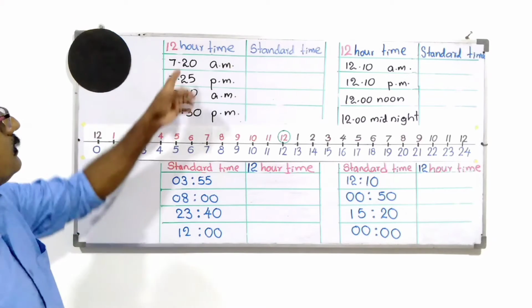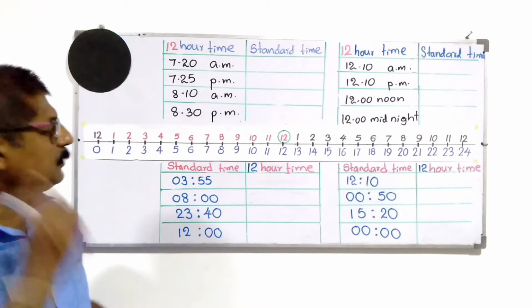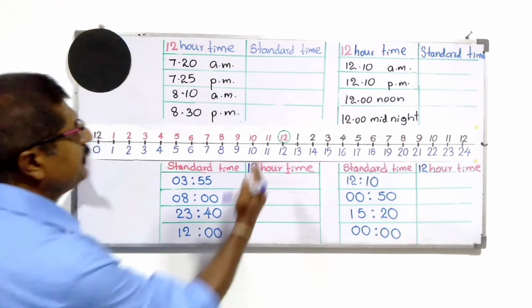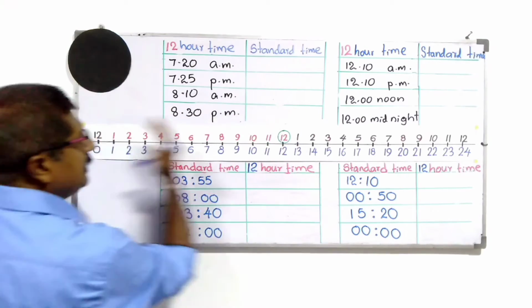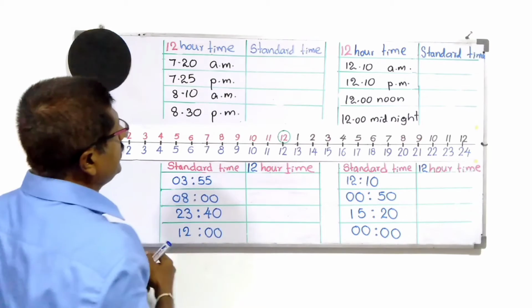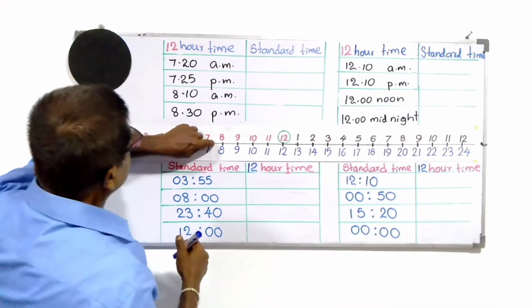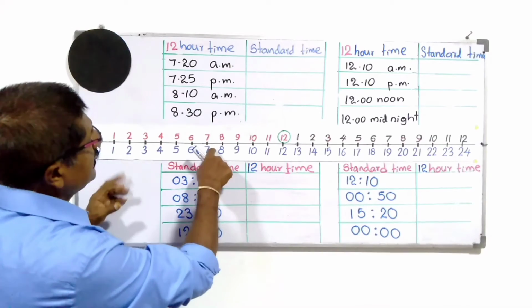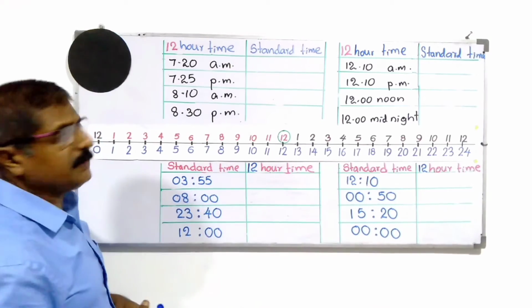Okay, now 7:20 AM. Here you are. Now find it in here. If it is AM, it must be on this side. 7:20 AM must be in here. So, what is it in 24-hour format?